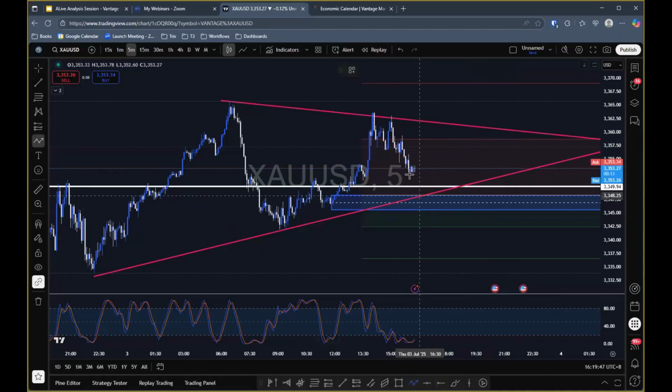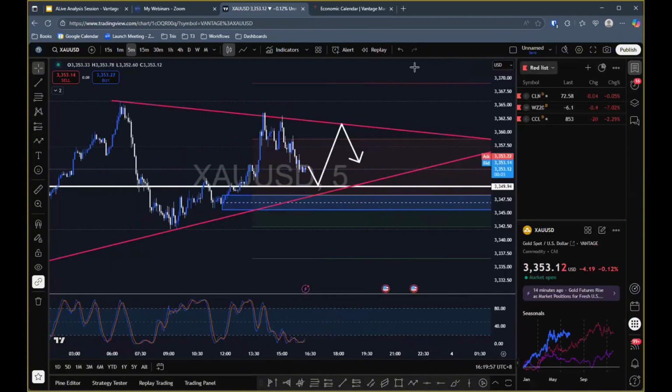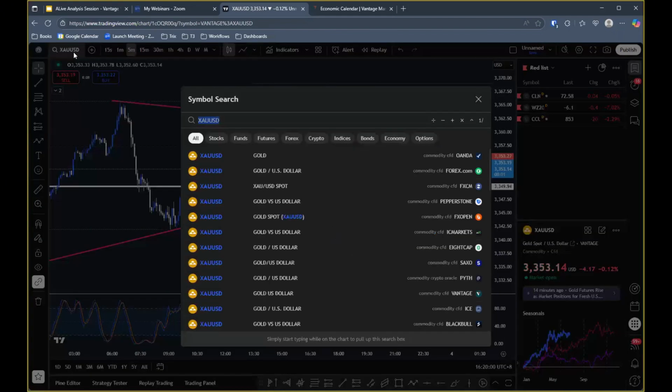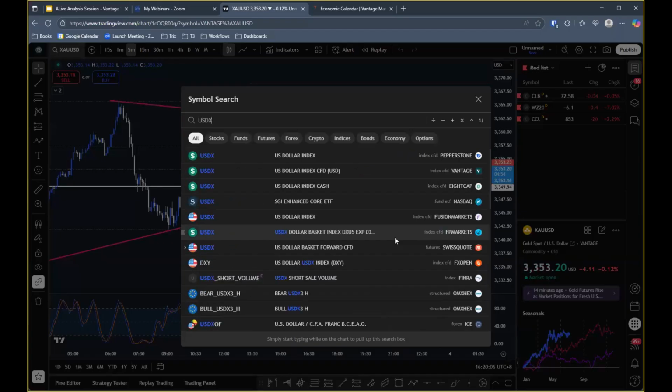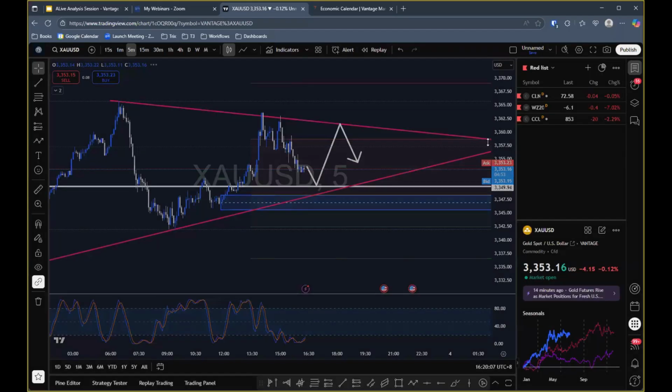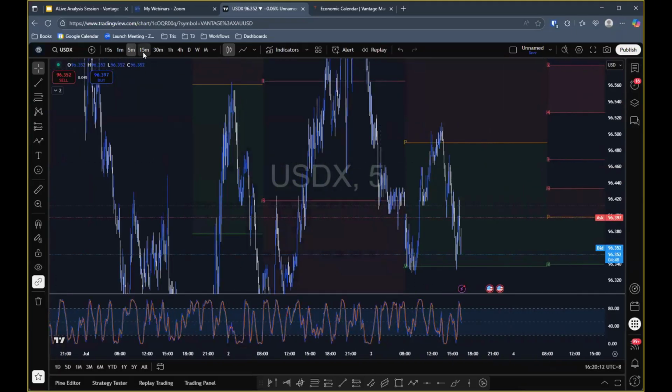I'm just going to put the triangles here so that we can revisit this again next week. Cool. So DXY, I think we mentioned that yesterday, so I really want to go through that quickly. Well, on Vantage it is USDX, right? So US dollar index.